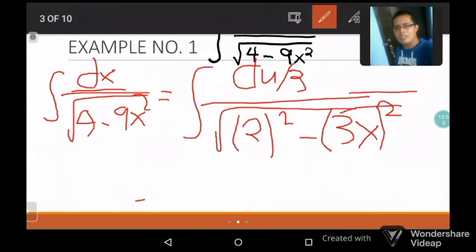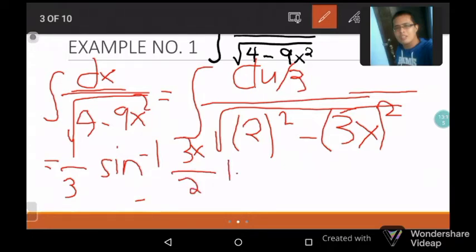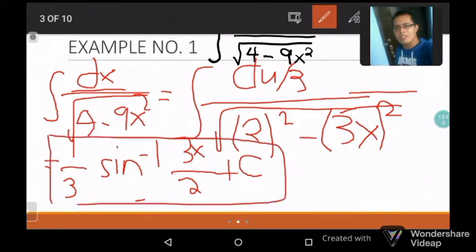And therefore, may 1/3 ka sa numerator, kailangan ilabas natin siya. Magiging 1/3. So, diretso na natin. That's arc sine u over a natin. So, 3x over 2. Then plus C. Okay, so ang sagot natin para sa problem na to is 1/3 arc sine 3x over 2 plus C.